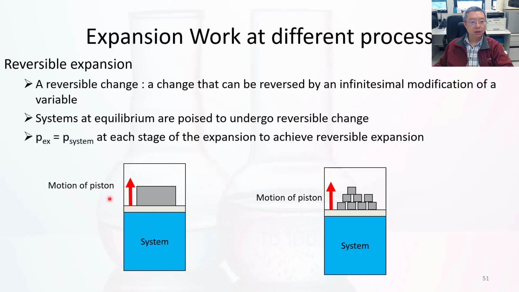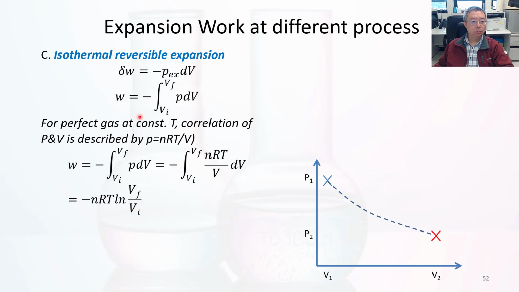Think about removing one grain of sand at a time from this piston. Each time the piston only moves very, very slightly. One case, as I said, is constant temperature, which we call isothermal reversible expansion. For isothermal reversible expansion, delta W is equal to minus P external dV. This always holds.